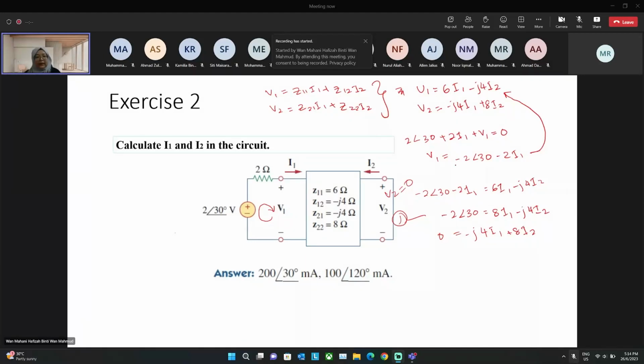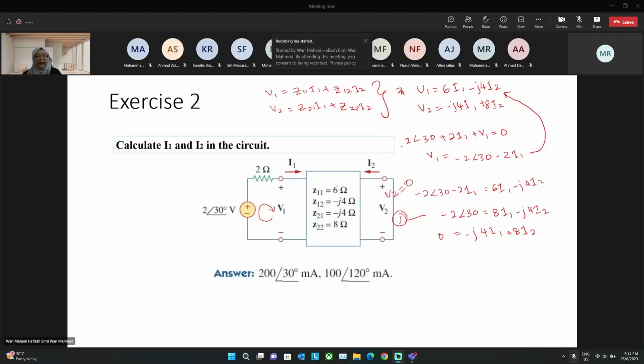Sorry, saya macam ada salah ni. Okay, kat sini. KVL saya silap ni. Ada negatif kan kat sini. Negatif. Sebab kita start di sini. Negatif 2 angle 30 tambah dengan 2I1 tambah V1. So V1 sama dengan ini positif lah. Okay. And positif. So pada ini, 2 angle 30 je. Ini equation pertama, ini equation kedua. So you have two unknown, two simultaneous equations.